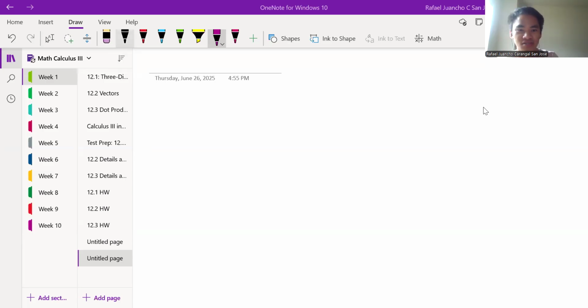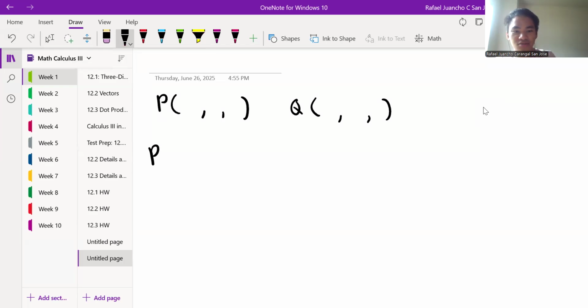and basically the project was about you're given 2 points. So let's say we have some point P, and it could be any numbers basically. And we also have a point Q, which also has three numbers in it. It has an X, Y, and a Z for both points. And the idea here is we're going to equate these 2 points.